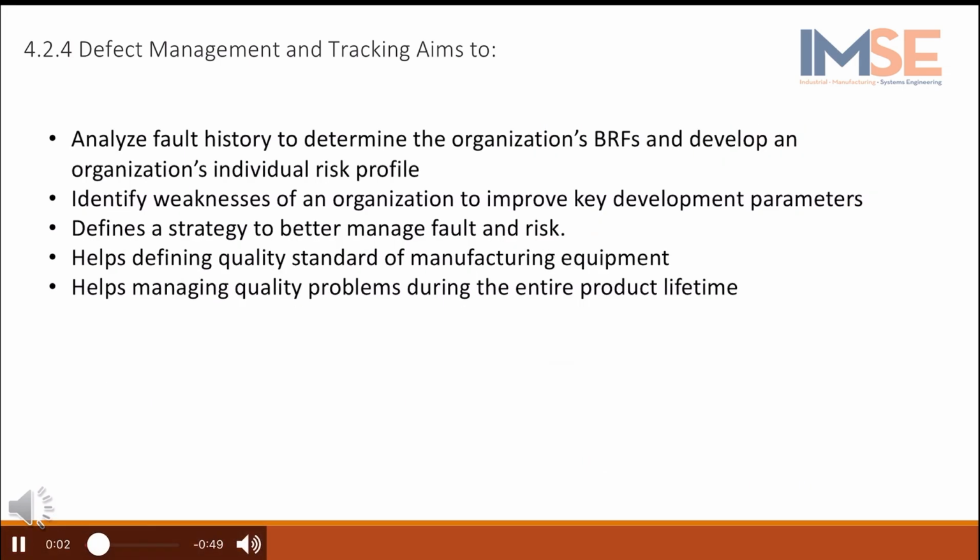More about this is the defect management and tracking. This aims to analyze fault history in order to determine the organization's BRFs as well as develop an organization individual risk profile. These identify general weaknesses of an organization in order to improve key development parameters that may improve the organization's quality. This defined a new strategy to better manage fault and risk, and it helps in defining acceptable quality standards of manufacturing equipment based on equipment histories, frequency of component failures, etc.